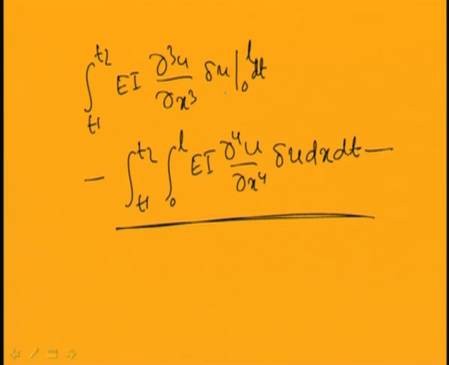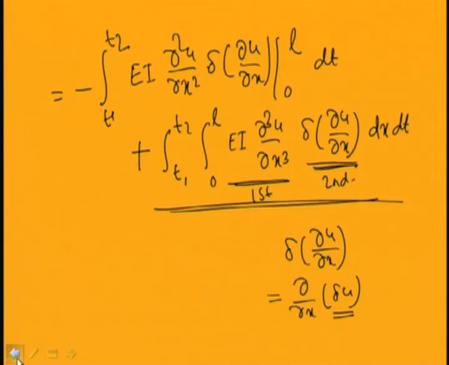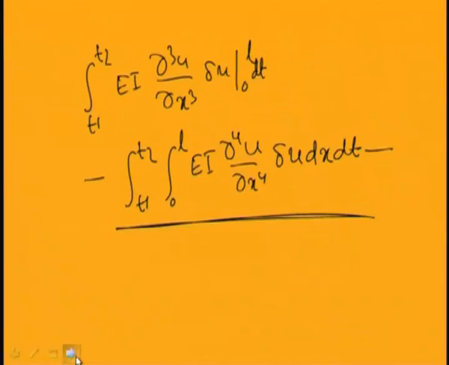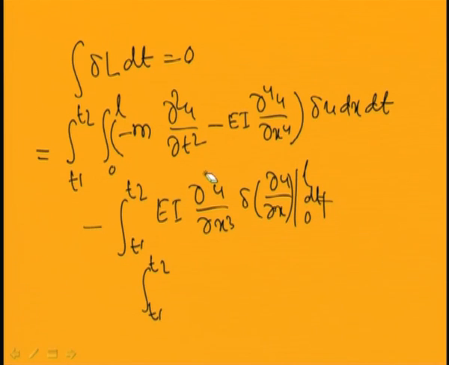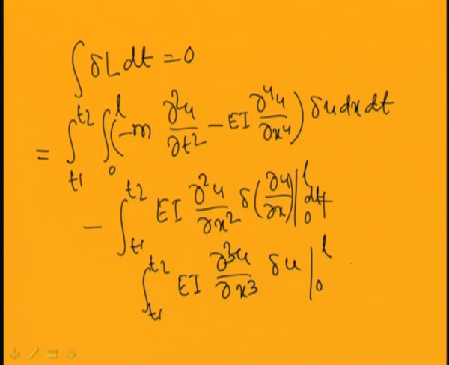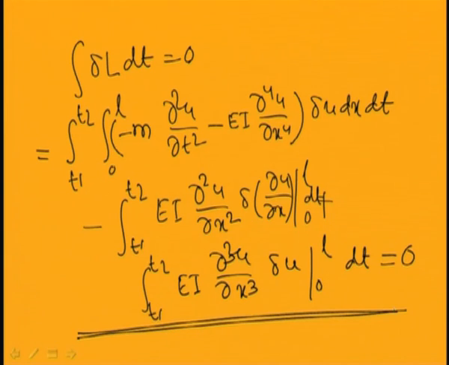So, here in the first expression this becomes del square u by del x square, and in the next term it becomes EI del cube u by del x cube, into del u at 0 to L dt equal to 0. So, this becomes the final expression, or after applying this Hamilton principle we obtain this expression. So, this is equal to 0.